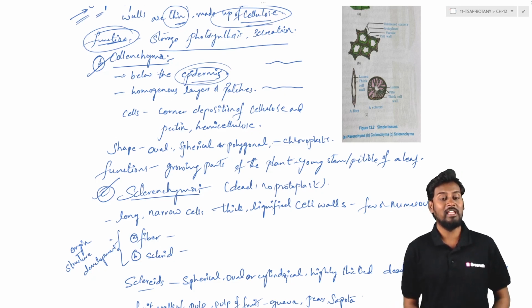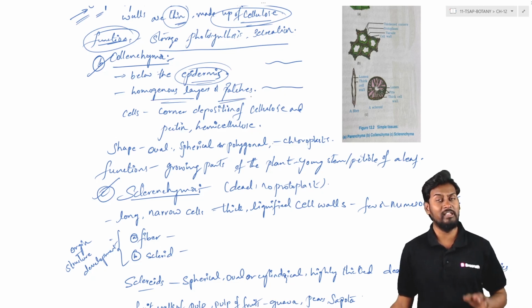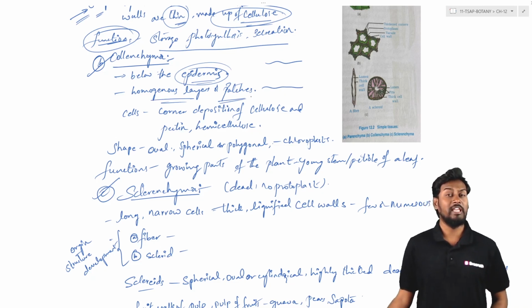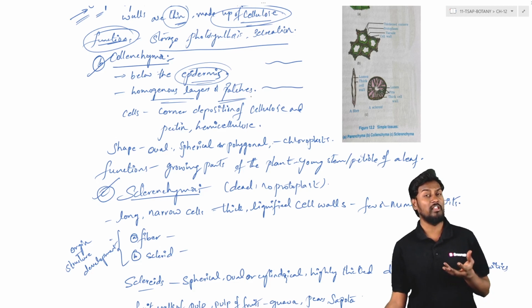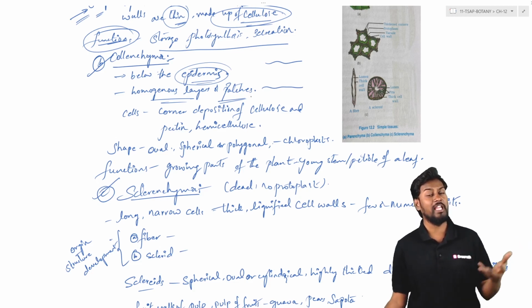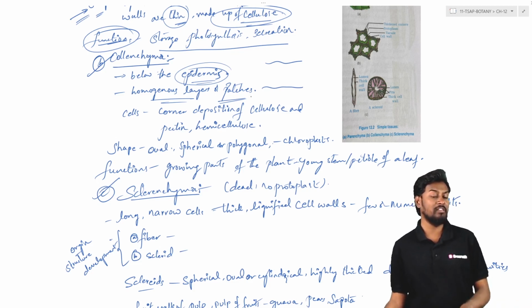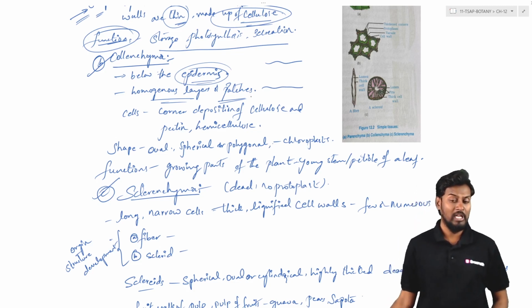And another point: this particular layer can be present as a homogeneous layer. That means the layer can be completely made up of collenchymal cells, or it can be made up of patches. So the collenchymal cells may be present as a layer or they may be present as patches of the collenchymal tissue.